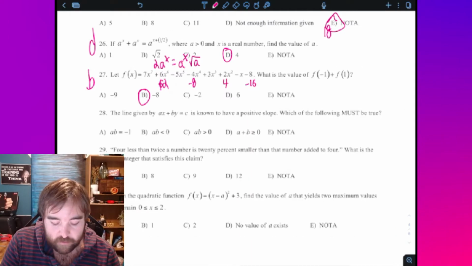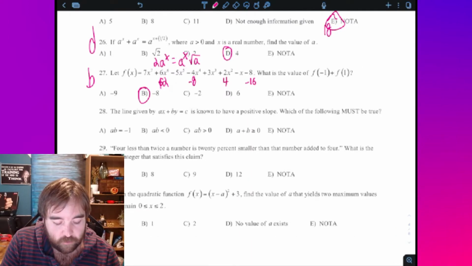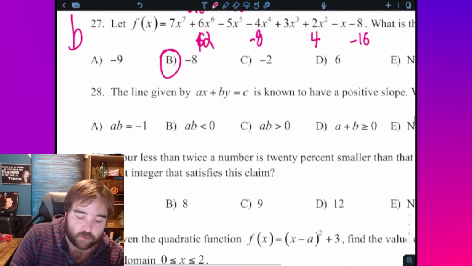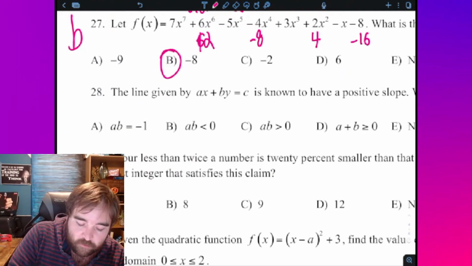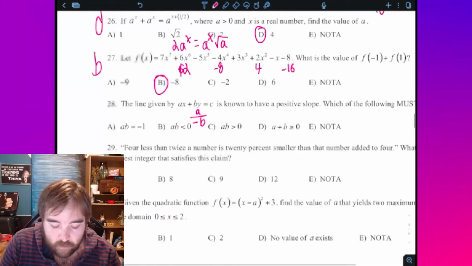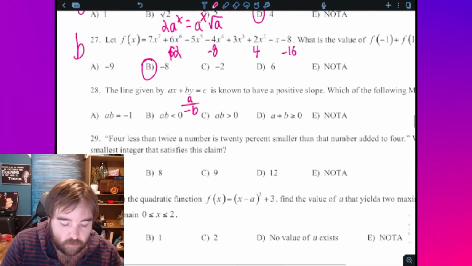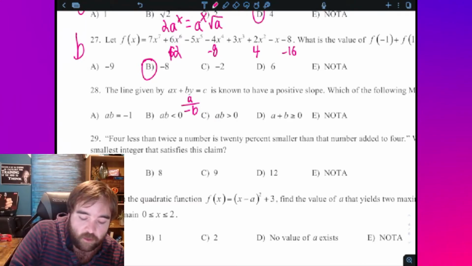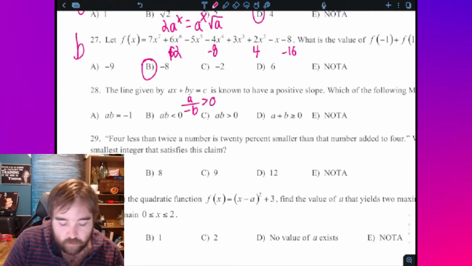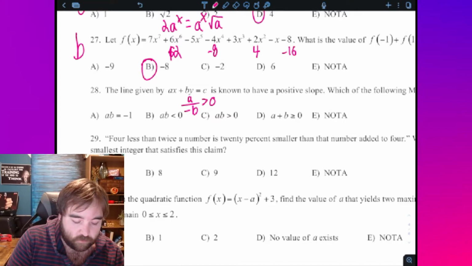The line given by that is known to have a positive slope. Which of the following must be true? Well, so you gotta solve for the slope. The slope is gonna be a over negative b. And we know it has a positive slope, so we know that that has to be greater than 0. So they definitely don't have to equal anything. So get that out of here.